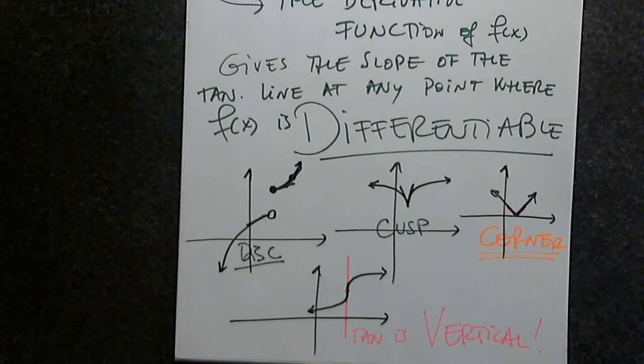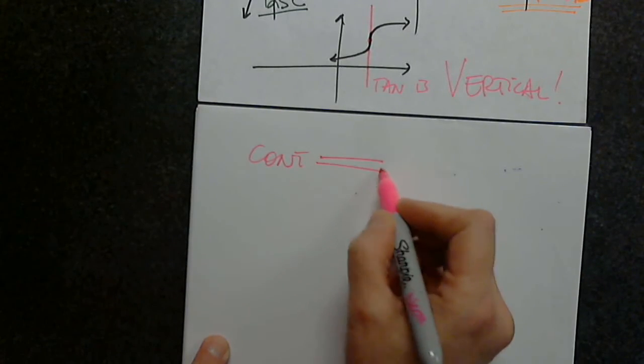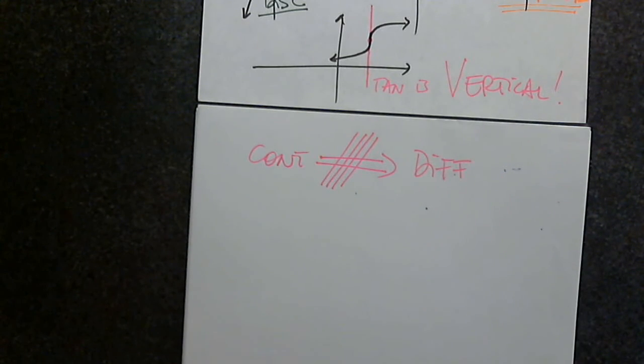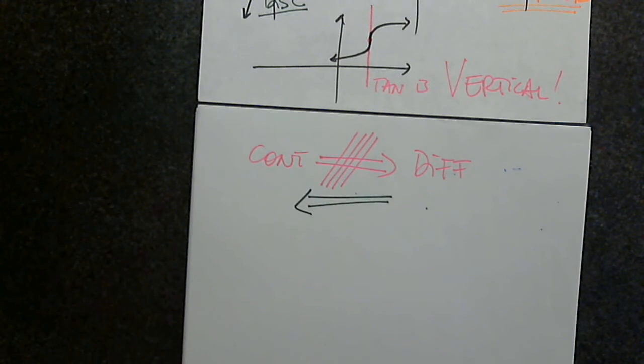So, question, if a function is continuous, can I draw the conclusion that it's differentiable? No. Question, if a function is differentiable, does it have to be continuous? Yes. Absolutely. So please write this down. Continuity does not imply differentiability. But differentiability absolutely implies continuity.